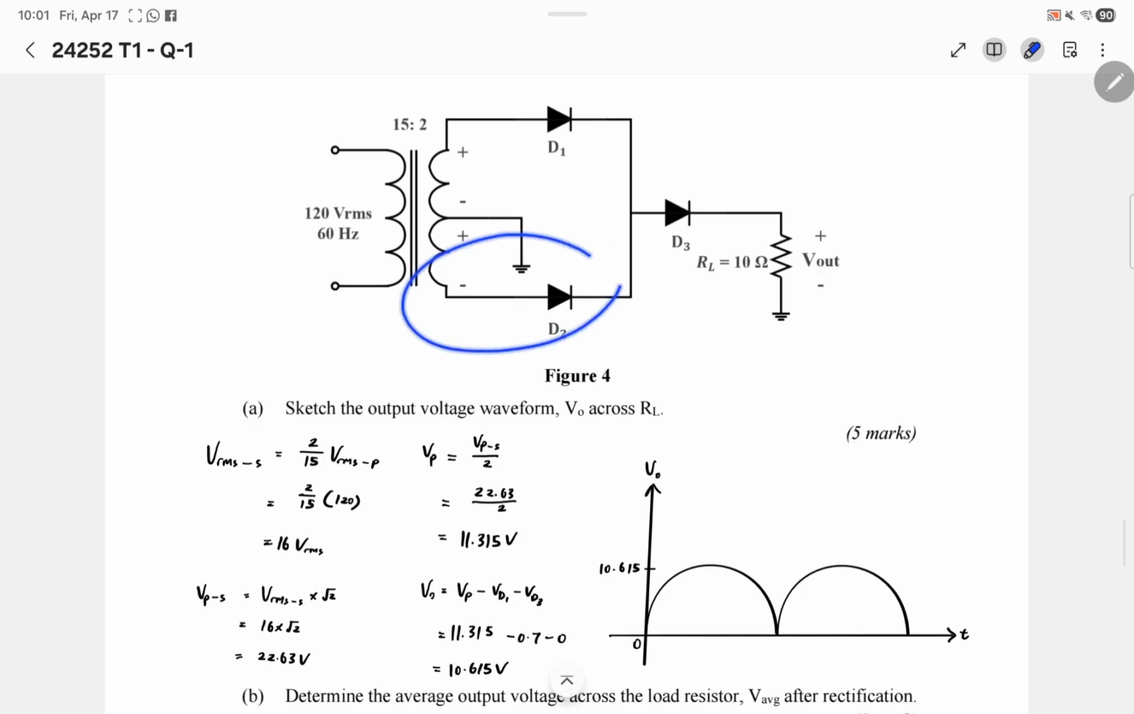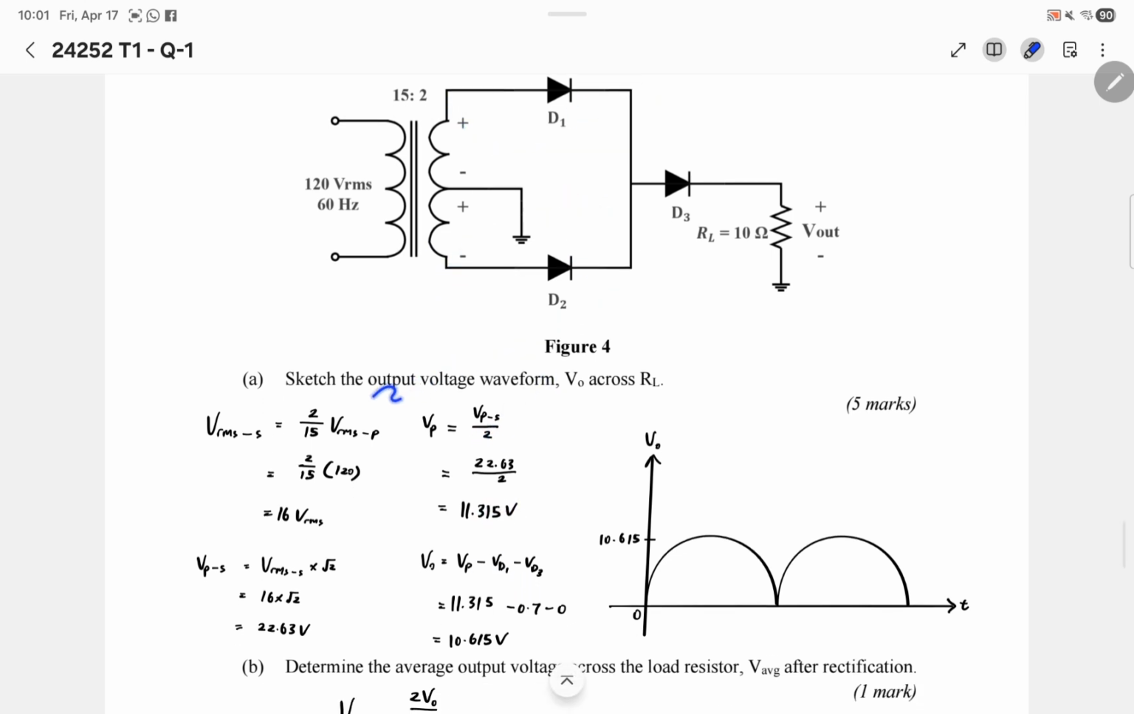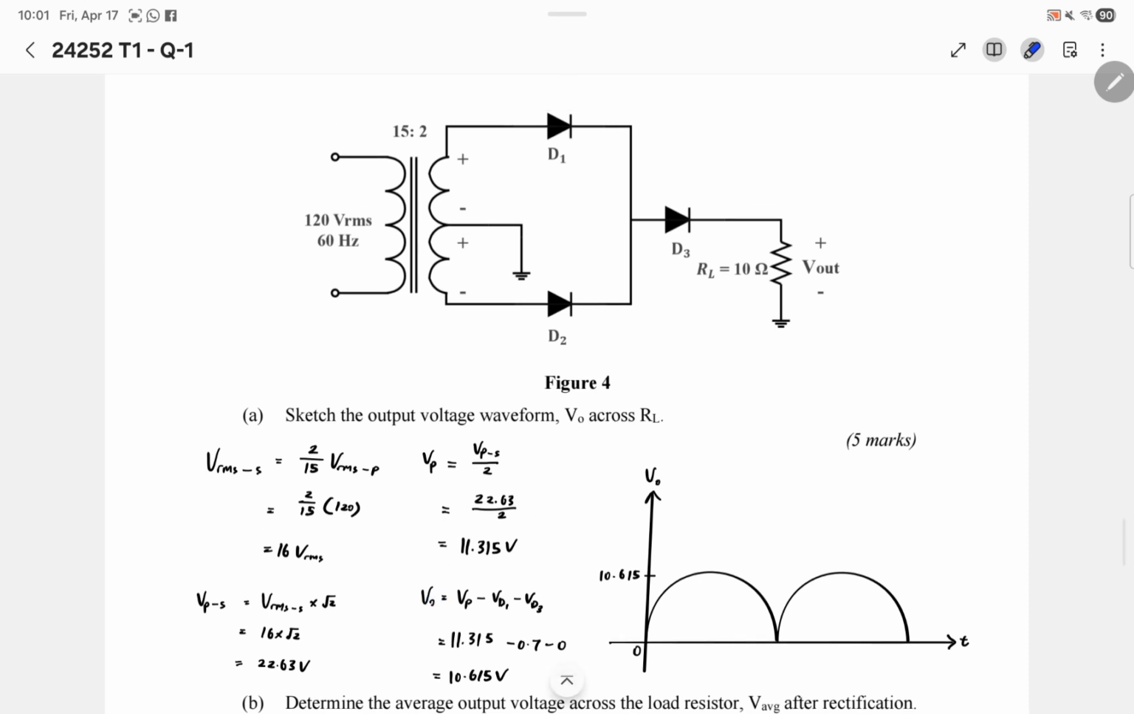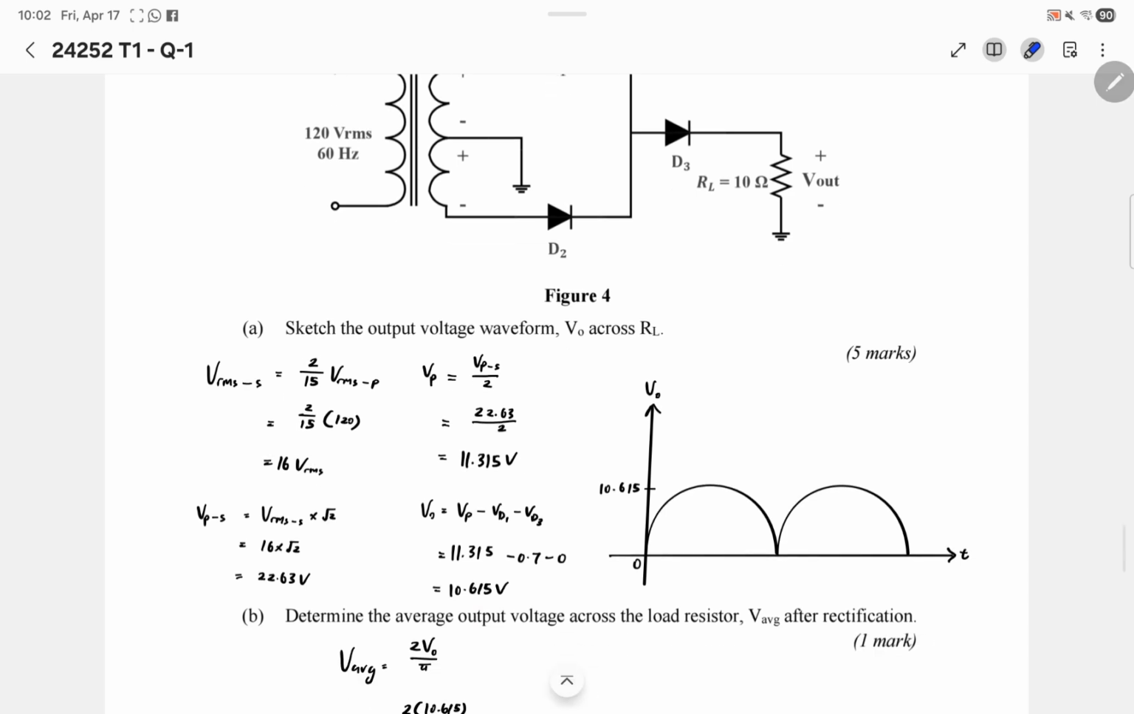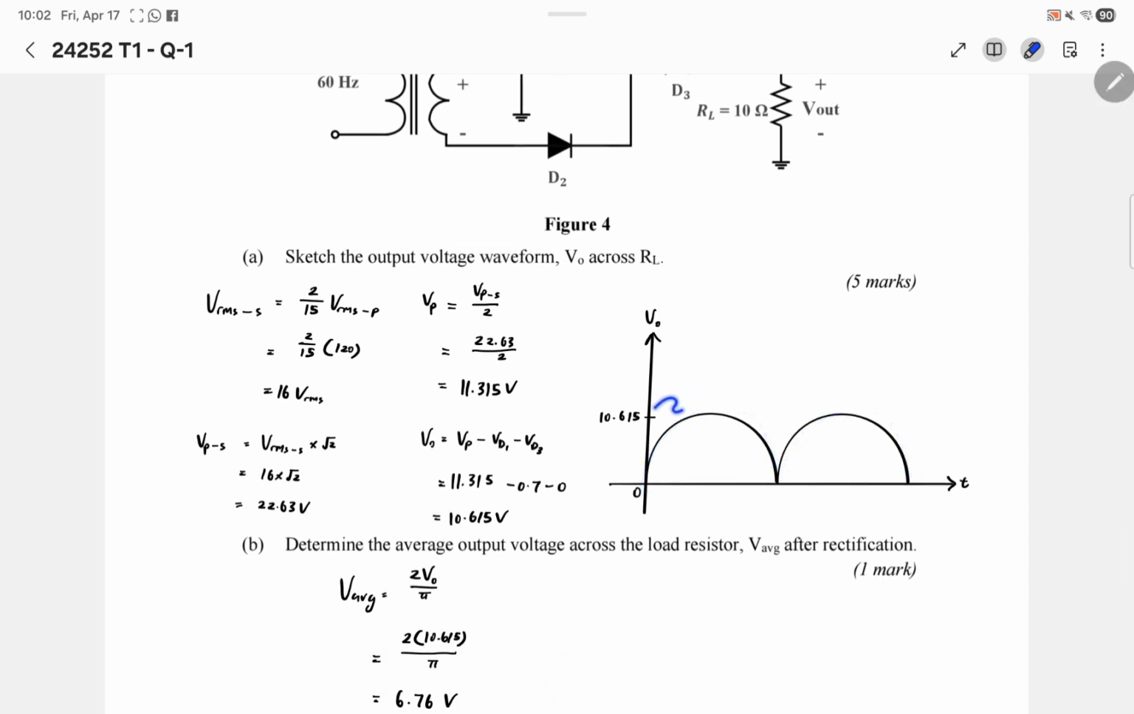Because this is a center tap transformer, we need the VP, but the peak voltage is half of the V secondary peak, so we divide by 2 to find each peak voltage. Then we find the output voltage, which is VP minus this 0.7 and minus this. Because D3 is an ideal diode, it has 0 voltage. So we find that V output is 10.615 volt. Then we draw the waveform like this with the peak 10.615 volt.